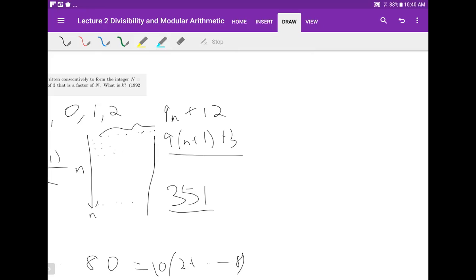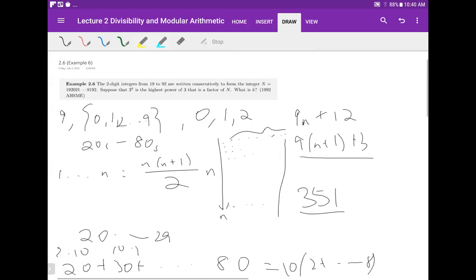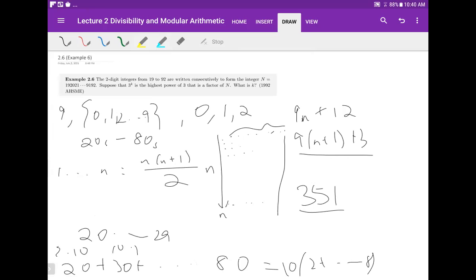So that means 3 is the highest power of 3 that is a factor of N. Going back to the original problem, suppose that 3 to the k is the highest power of 3 that is a factor of N. What is k? Well, we know that 9 does not work, so 3 squared doesn't work. But we know that 3 is a factor of N, which means that k is equal to 1, because 3 to the 1 is 3. So 3 is the highest power of 3 that is a factor of N, so k is equal to 1. Our final answer is k equals 1.